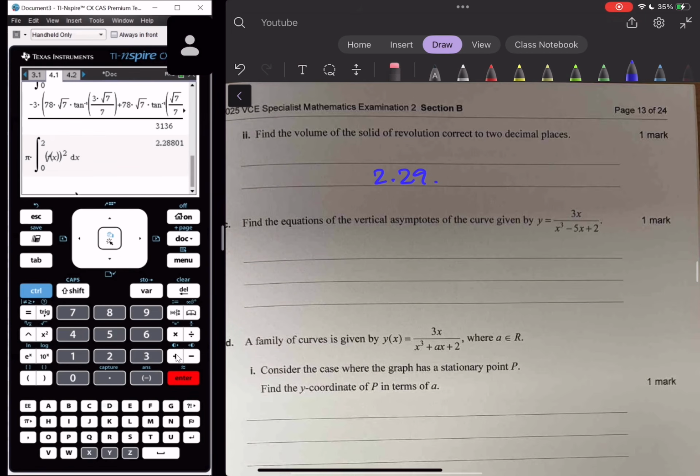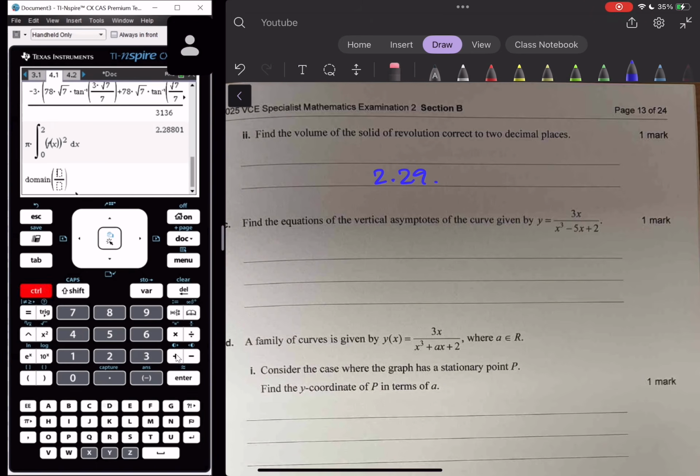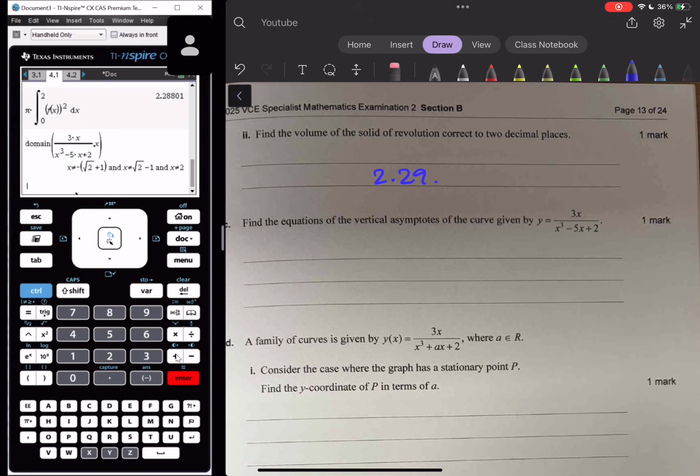Approximate this to 2 decimal places, so this is 2.29. Now find the equations of the vertical asymptotes of this function. So we'll do domain, we have 3x over x cubed minus 5x plus 2, comma x. Let's write that down. We have x equals negative square root 2 minus 1, x equals square root 2 minus 1, and x equals 2. So those are the vertical asymptotes.